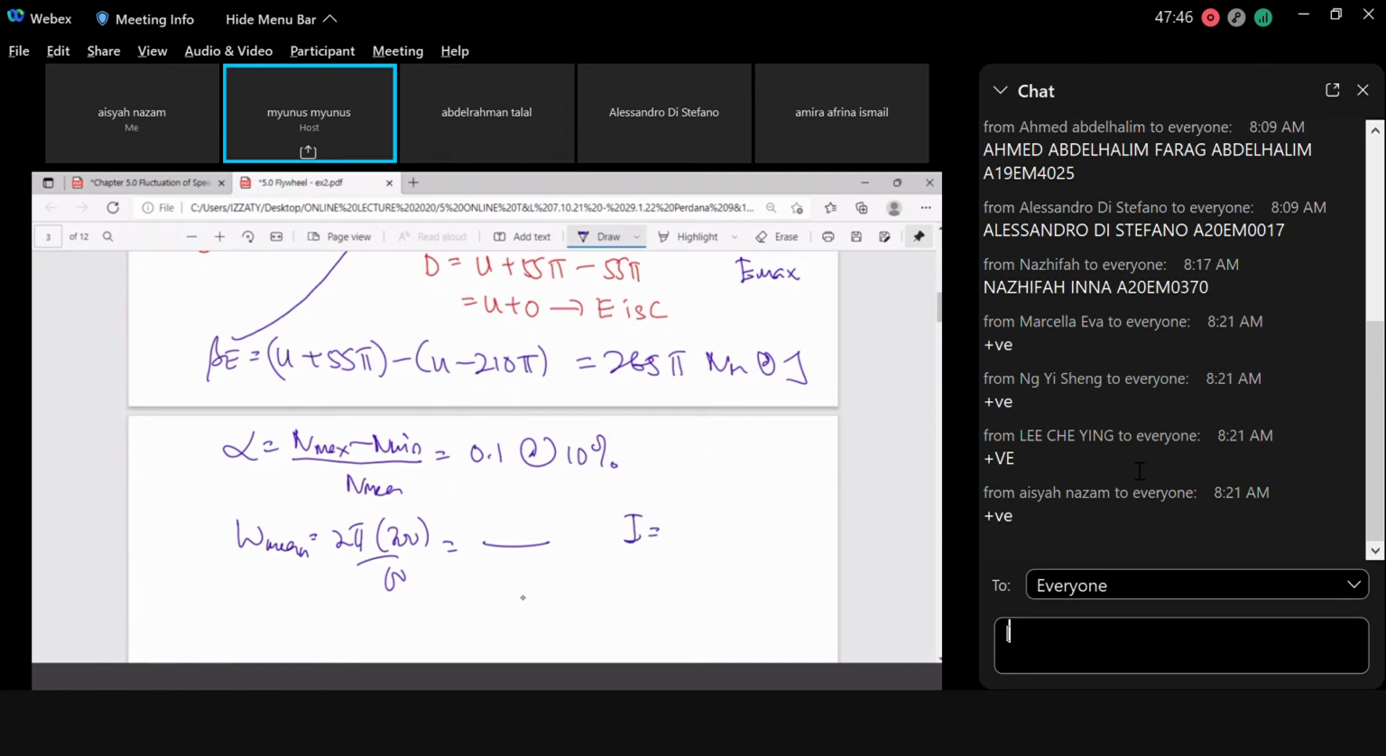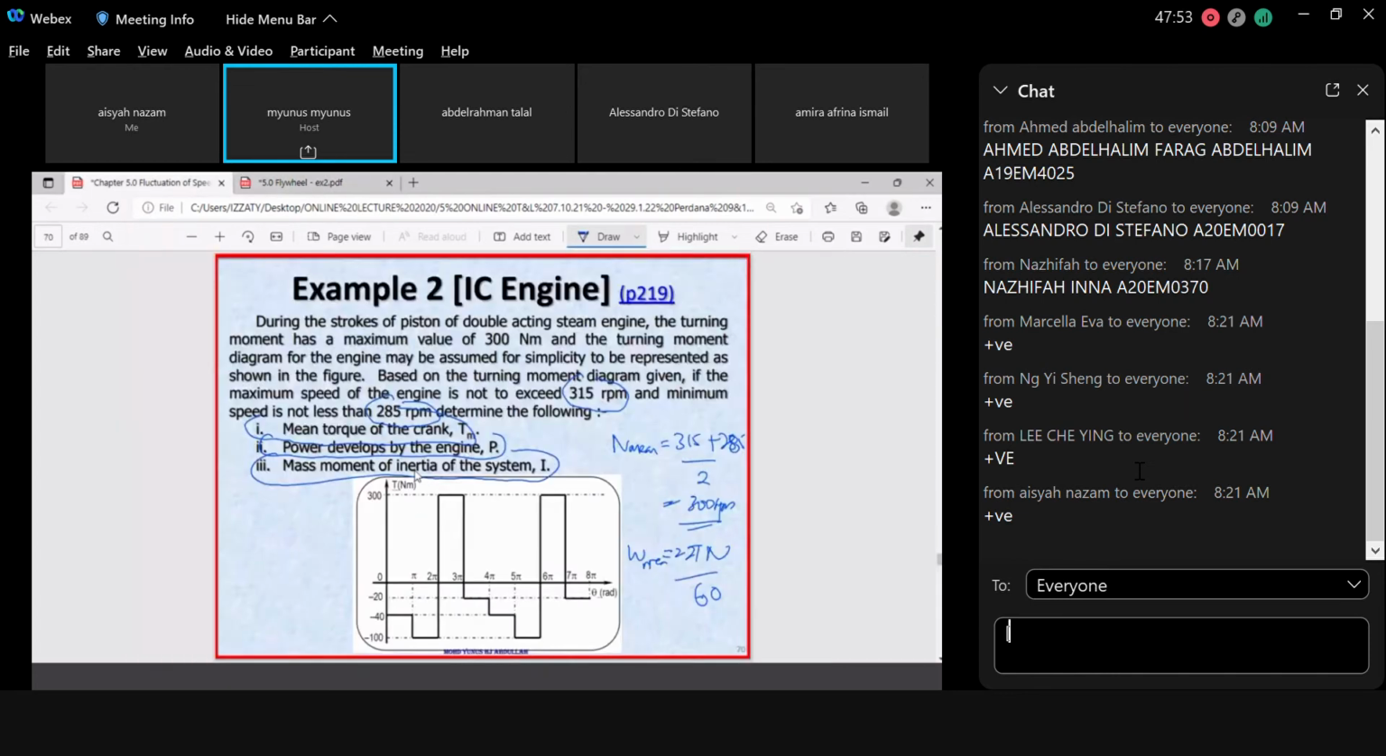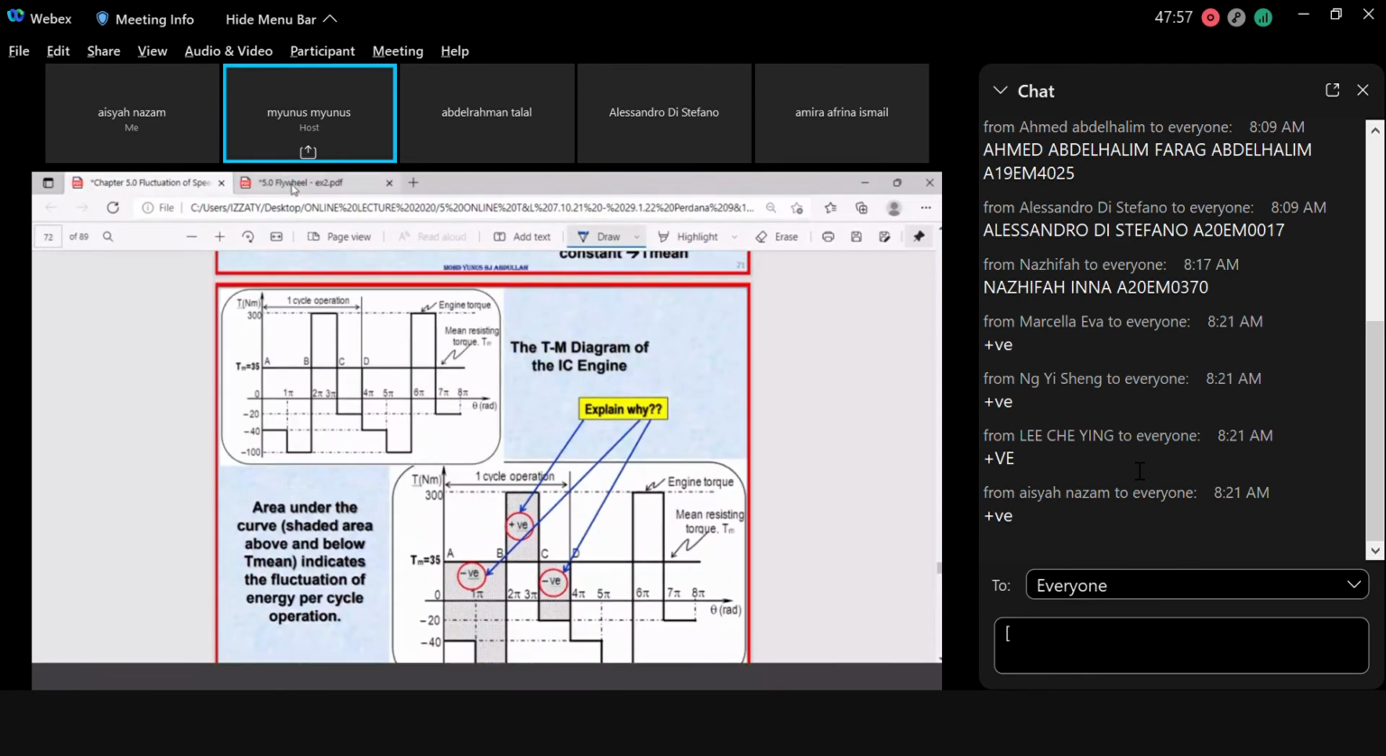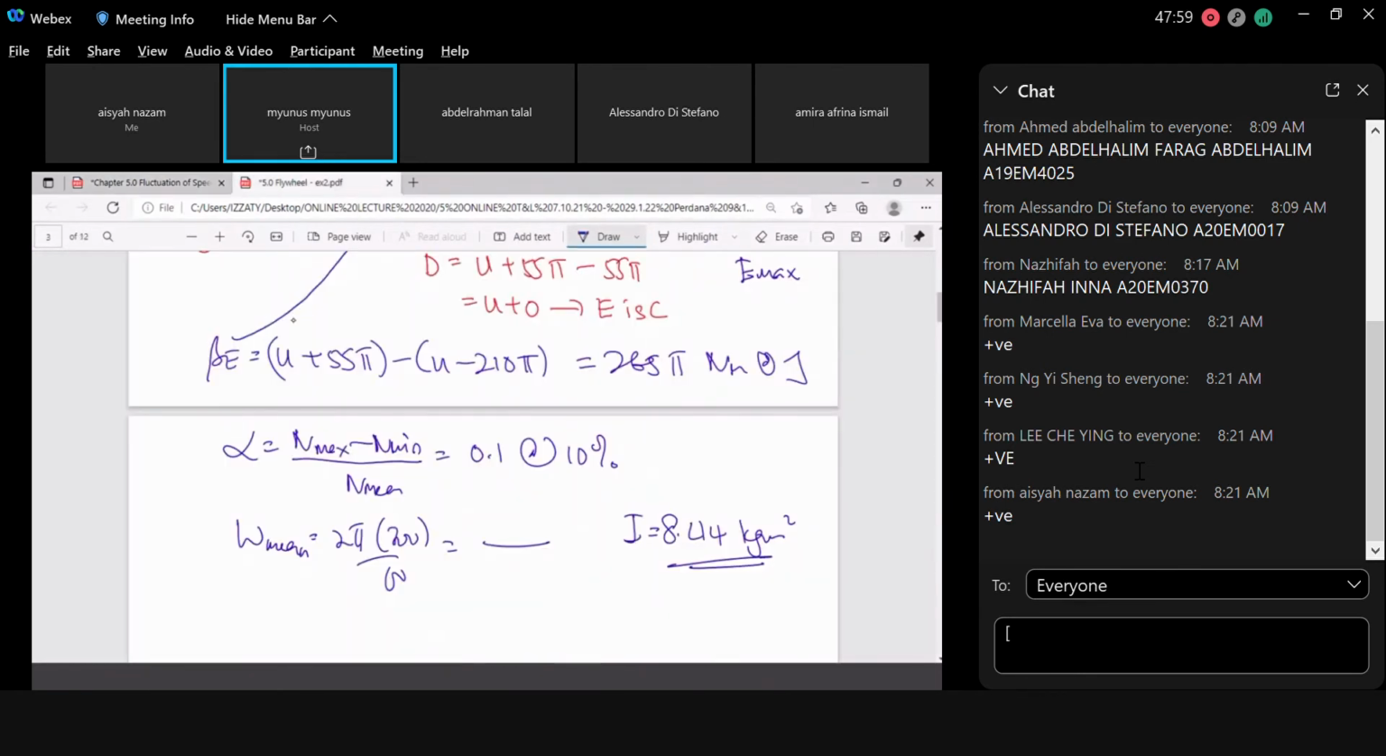So if you get your notes, check the note is 48 meter square. So this one, you go back here, you have the solution with you. You can check in your books, 8.44 kilogram meter squared. Okay. So that is not very difficult. This is not very difficult.